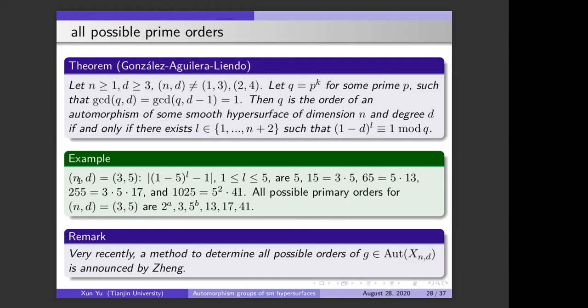So how to apply this? For n, d equals 3, 5, the quintic case, you just compute the 5 numbers, L between 1 and 5, and you get a factorization. From that and this theorem, you get all possible primary orders for the quintic case: 2 to some power A, and 3, and 5 to some power, and 13, 71, 41. 2 and 5 were not treated here because they do not satisfy this condition in the quintic case.